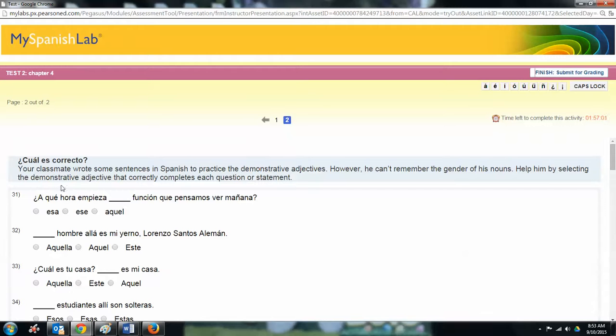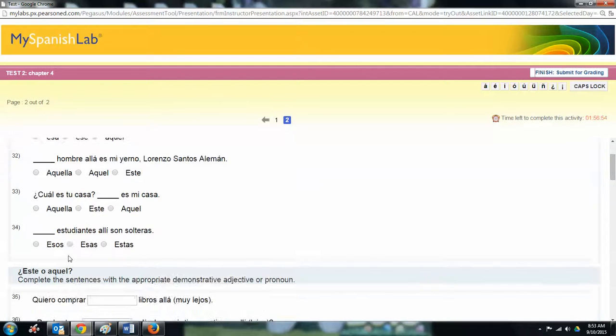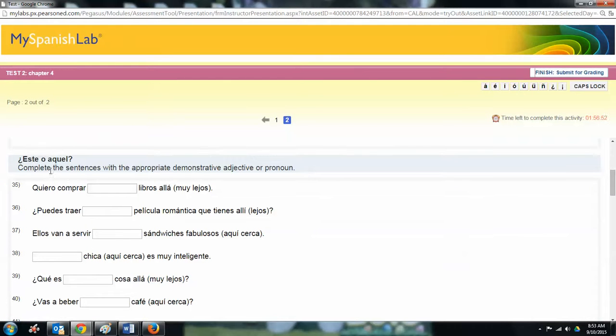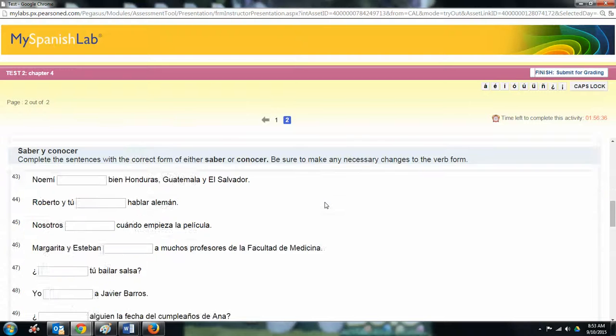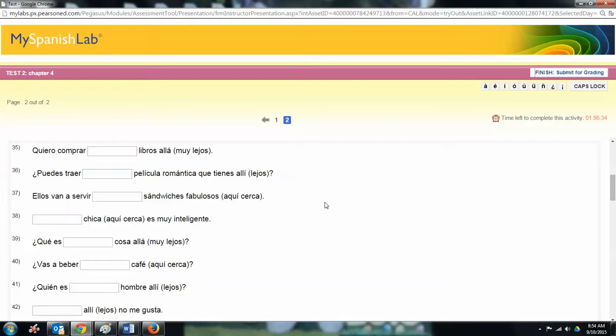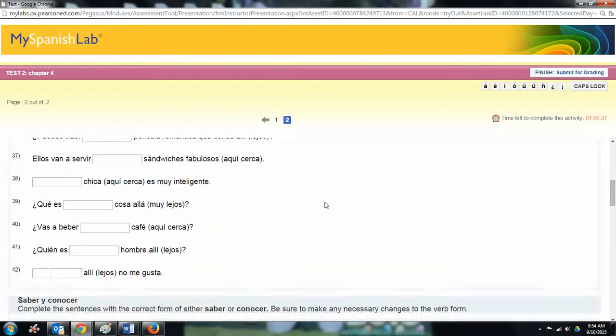Okay, here again, your classmate wrote, it's the same thing, it's just carried over here. Here, complete the sentence with the appropriate demonstrative adjective or pronoun. So just remember that if things are close to you, aquí, you tend to use a form of este. If they're a little far from you, allí, you use a form of ese. And if they're really far from you, allá, you use a form of aquel. And then make it agree with the noun it's replacing or the noun it's describing.